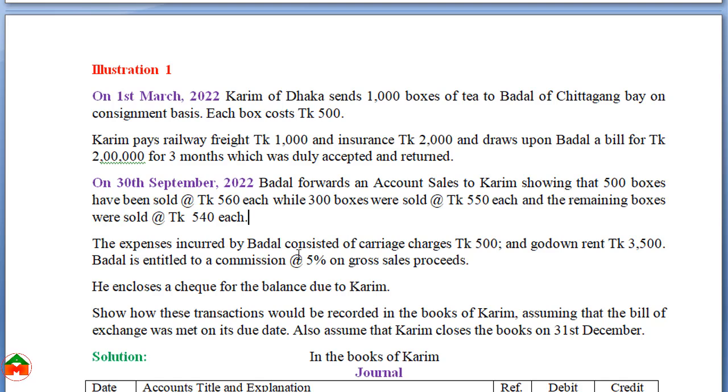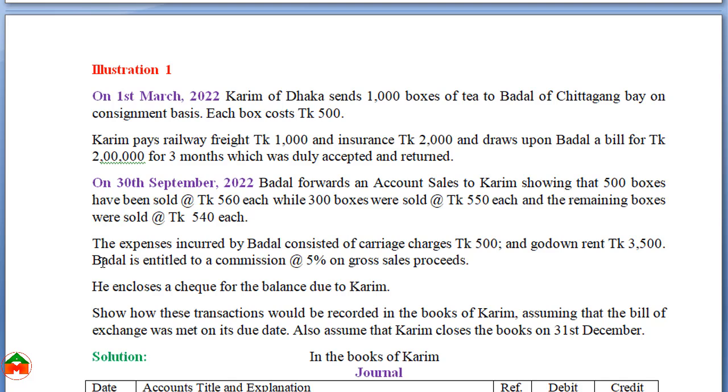The expenses incurred by Badal, here Badal is the consignee agent. The expenses incurred by Badal consisted of carriage charges 500, go down rent 3500. As well as the Badal will receive 5% commission on the sale proceeds. Sale proceeds means the sales revenue. And there is another information.